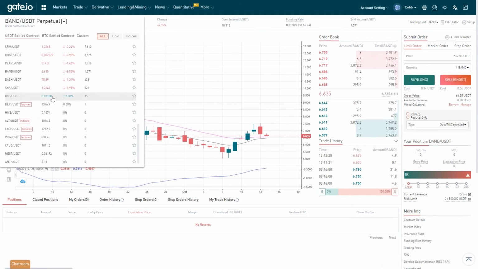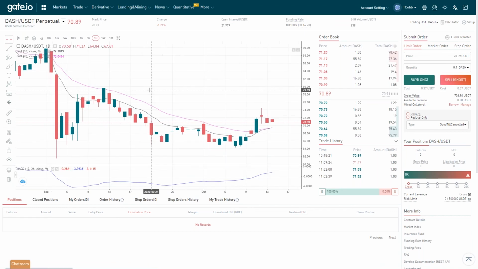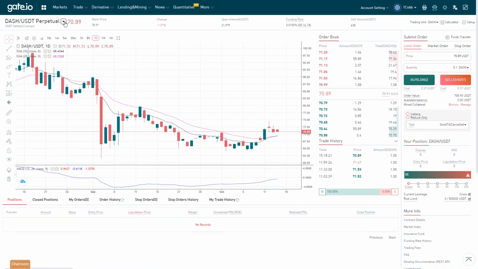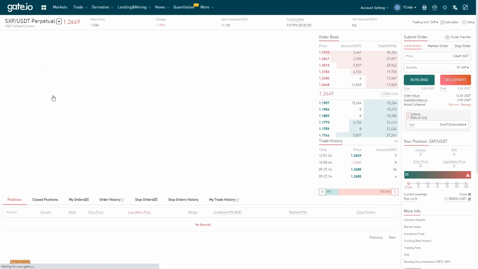Where am I up to? Pearl, band. Dash. All right, what do we got with Dash? No, again, no trend, so we just go straight on. SXP, so what's that?